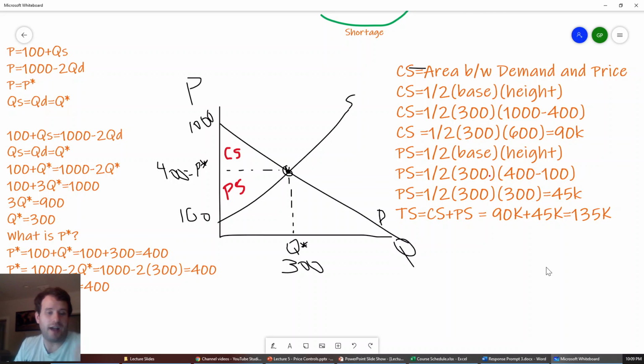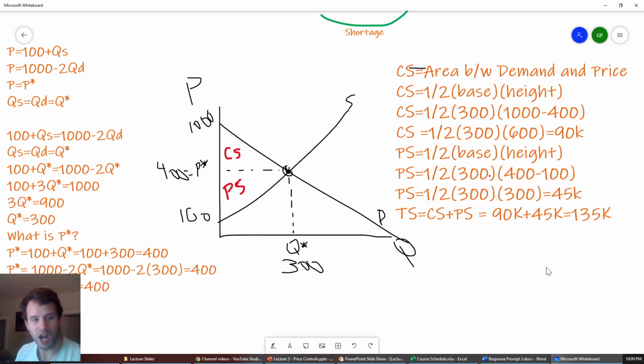135,000 what? I don't know, utility. I would probably map this into dollars, but it's not exactly necessary that you do so. Price doesn't always have to be quoted in dollars for what it's worth. But let's say $135,000 is our total surplus.